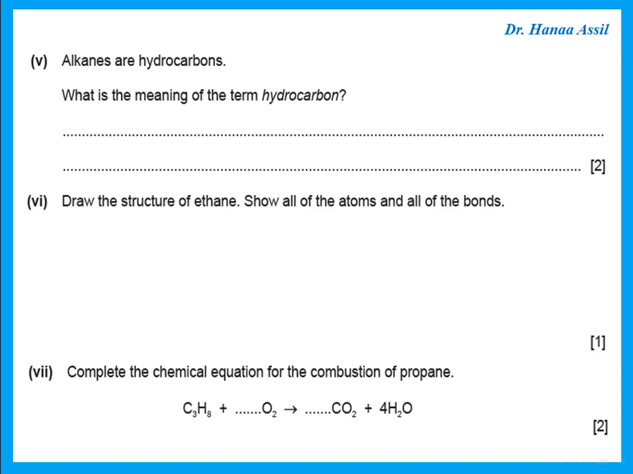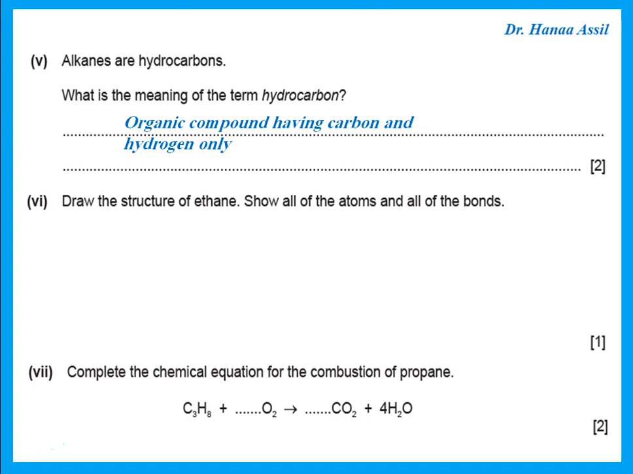Alkanes are hydrocarbons. What is the meaning of the term hydrocarbon? You should know the meaning of hydrocarbon. Hydrocarbon means an organic compound having carbon and hydrogen only. Please do not forget the word only, because all organic compounds have carbon and hydrogen. But if there is nothing else, then it's a hydrocarbon.